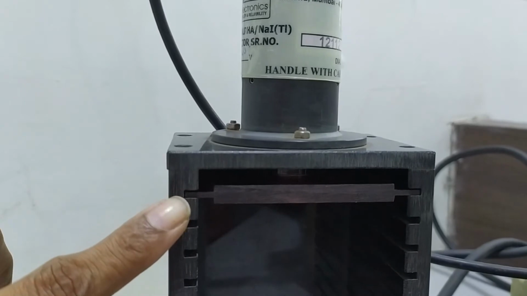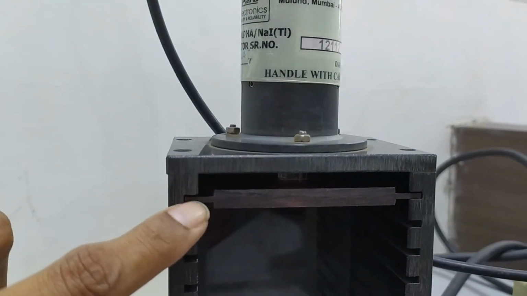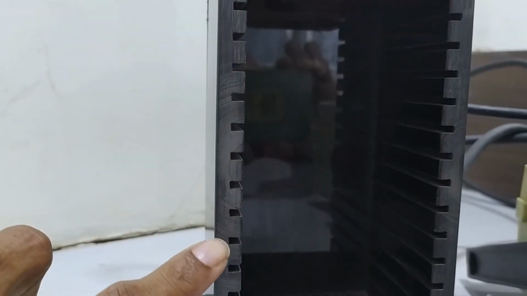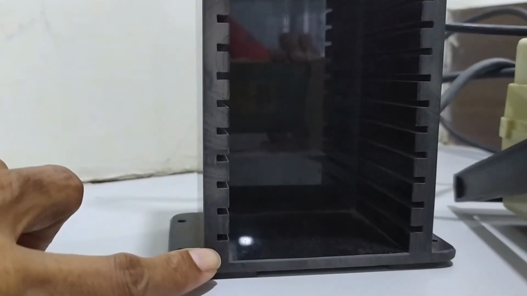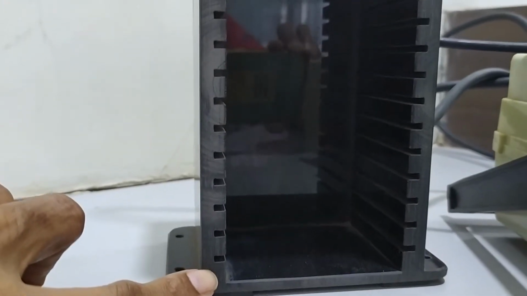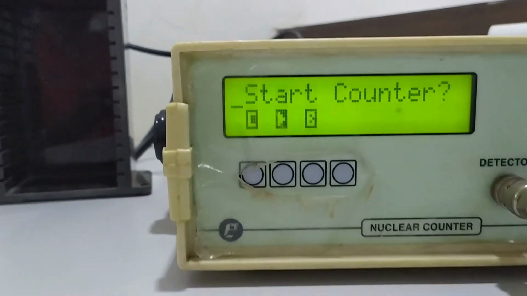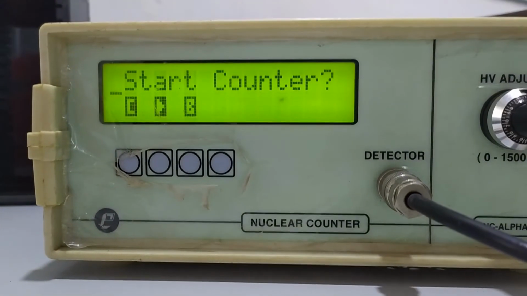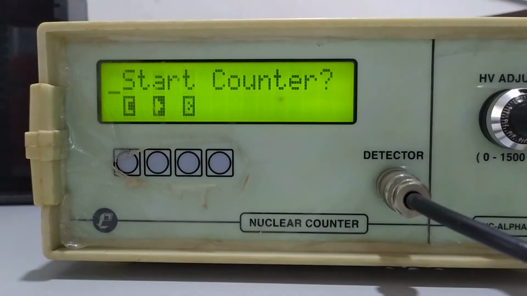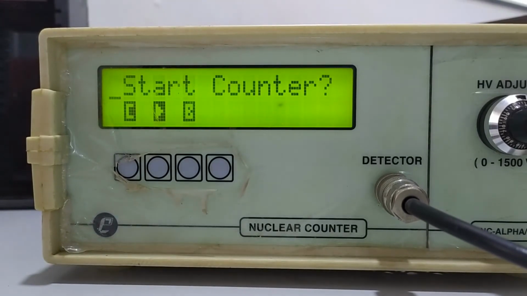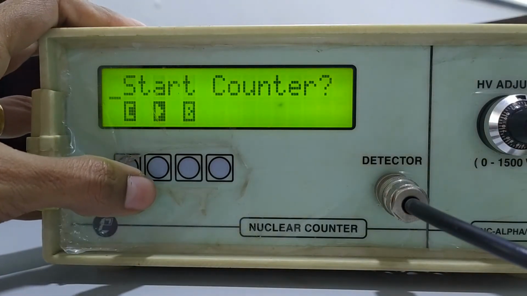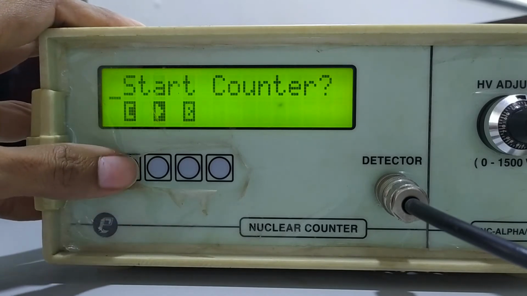So what we will be doing is placing the source initially at the topmost level, and then taking it down slowly one by one till the end, and we will see what is the effect of this on the number of counts that is received in our detector. So let us start. I have already placed the source here and I have set the voltage to 900 volts. So let us begin with the counting.